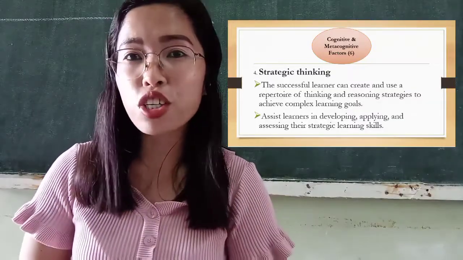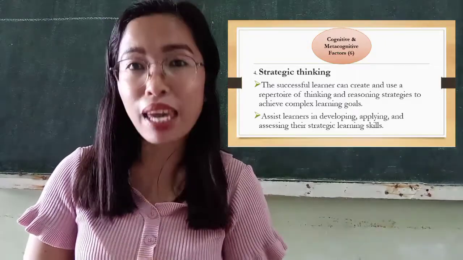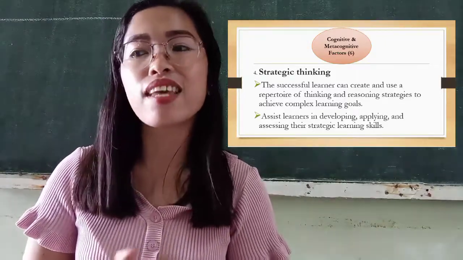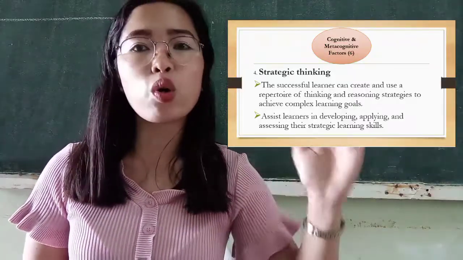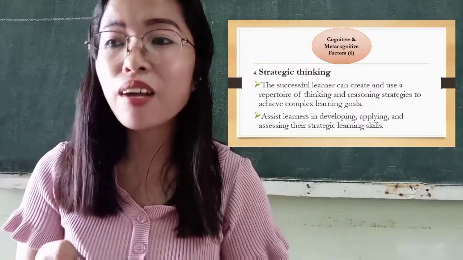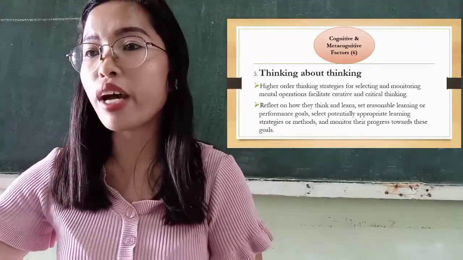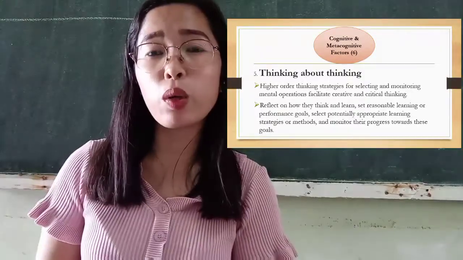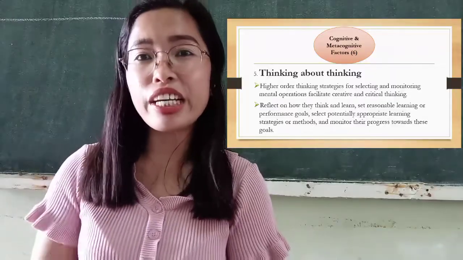Then as teachers, please take note that we need to assist learners in developing, applying, and assessing their strategic learning skills. So when we say strategic thinking, we will focus on the higher order thinking skills, which are applying, assessing, and evaluating. Okay? Then the fifth one is what we call metacognition: thinking about thinking or learning how to learn.